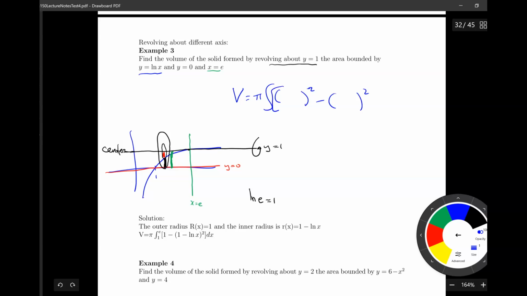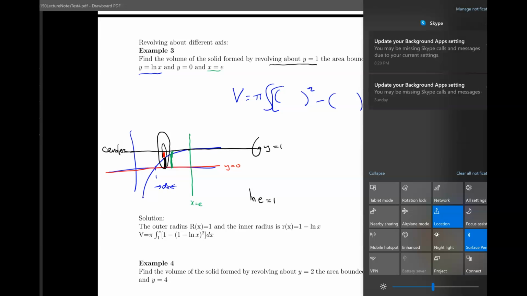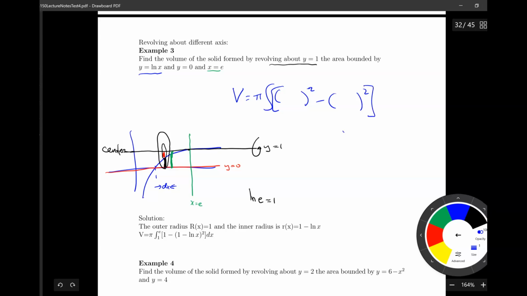And remember, you have to look and see what kind of integration I'm doing. The thickness of this rectangle is dx, so it's dx integration. All right, so the outside radius is this green, so I'll put the capital R here, is this green distance. So we're measuring everything from the x-axis. So from here up to here is the distance to the equation of y equals 1.